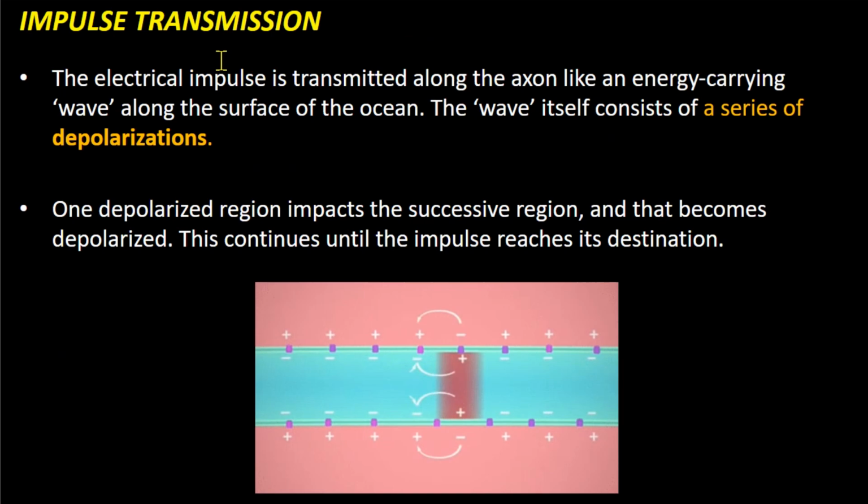So impulse transmission is when the electrical impulse is transmitted along the axon like an energy carrying wave along the surface of the ocean. The wave itself consists of a series of depolarizations. One depolarized region impacts the successive region, and that becomes depolarized. This would continue until the impulse reaches its destination, such as an effector like a muscle or a gland. Here we can see inside the axon would normally be negative at rest. But this would be the series of depolarizations, where these charges are going to continuously flip.